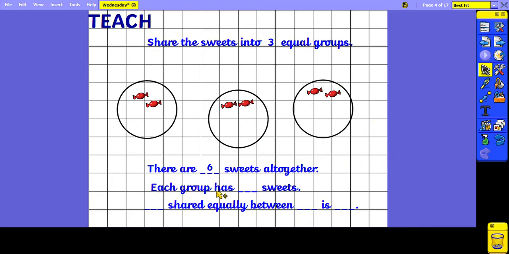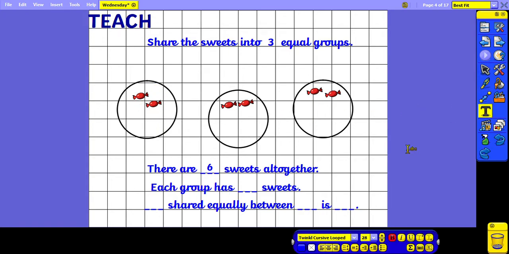So each group has got 2 sweets. So 6, because we started with 6, shared equally between 1, 2, 3 groups is 2, because we've just counted how many we've got in one group to find the final answer.